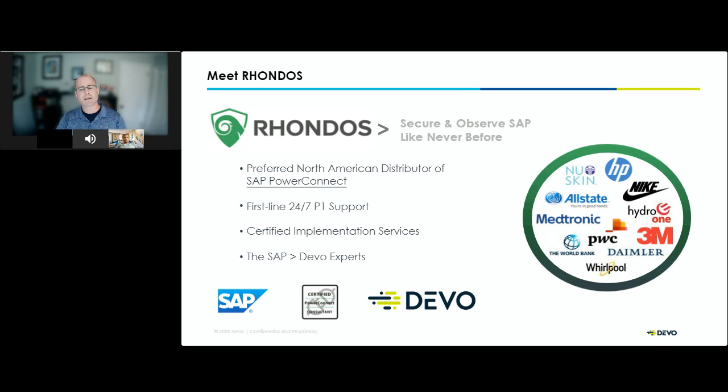Listed on the right are just a few customers who run our software in production environments. In some cases, that means hundreds of SAP instances. We focus on three core values at Rhondos. Every customer is referenceable, positive reciprocity with our partners and affiliates, and doing the right thing, always.